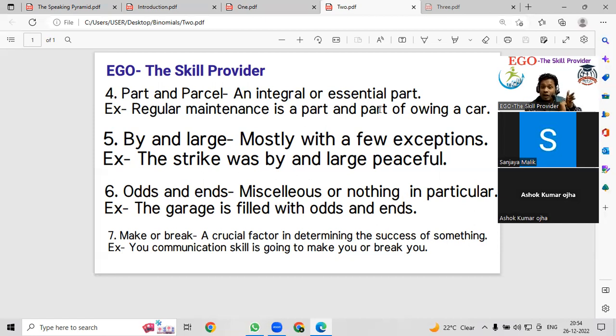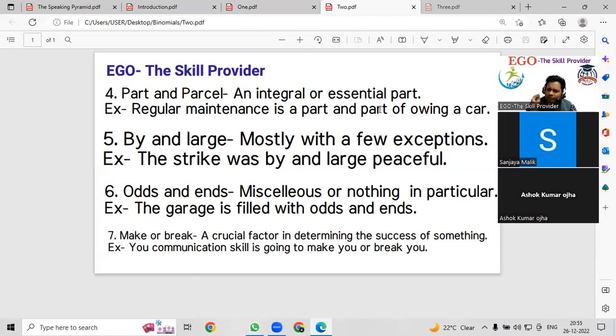You are not doing written English. In written English you are supposed to write all the full sentences, but you are supposed to speak. My friends, try to understand, this is not about other things, it is all about the way you can speak. Okay, odds and ends: miscellaneous or nothing in particular.